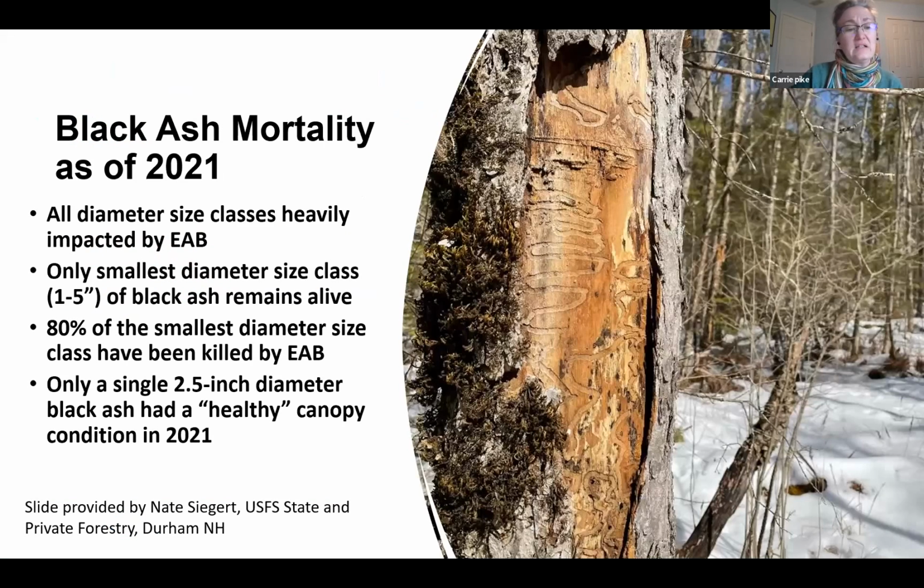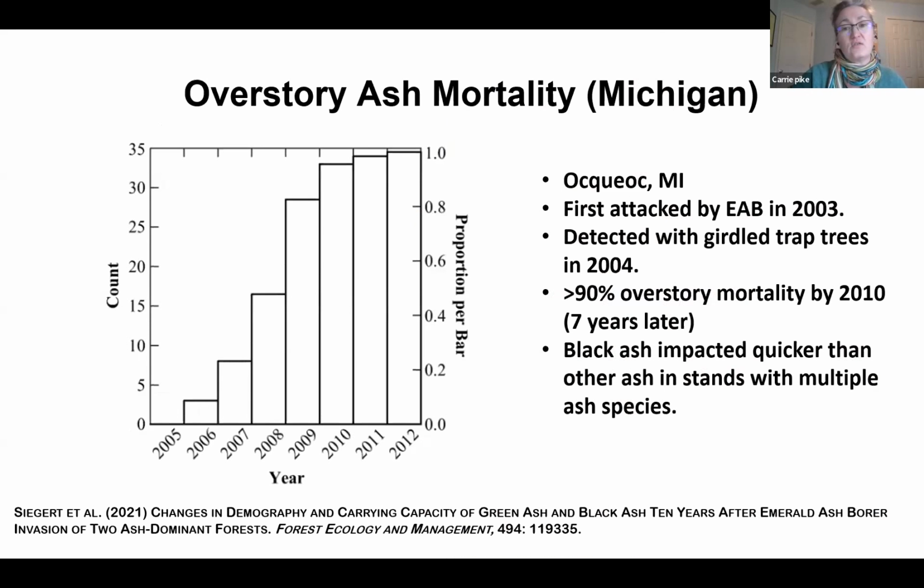So this is from Nate. He gave me this slide last week, from black ash mortality in 2021. This might be in Michigan. I don't remember where he said this exact data is from, but all diameter classes were heavily impacted. Only the smallest diameter classes, 1 to 5 inches, remain alive. 80% have been killed. Only a single 2.5 inch diameter black ash had a healthy canopy condition in 2021. So they're not doing well.